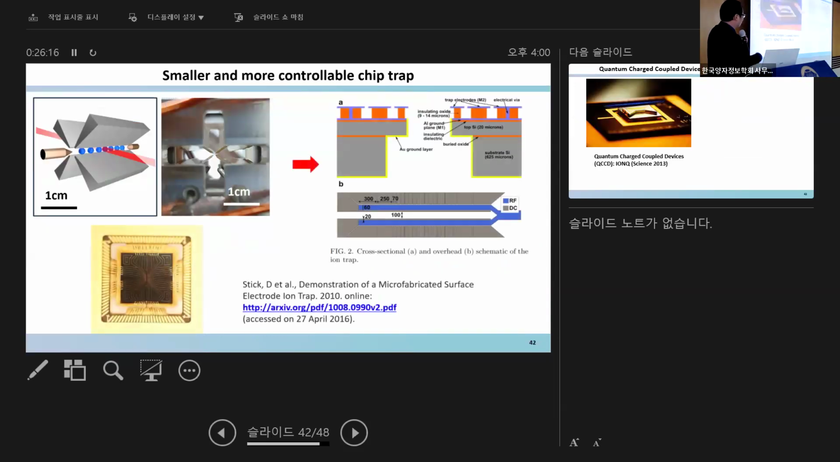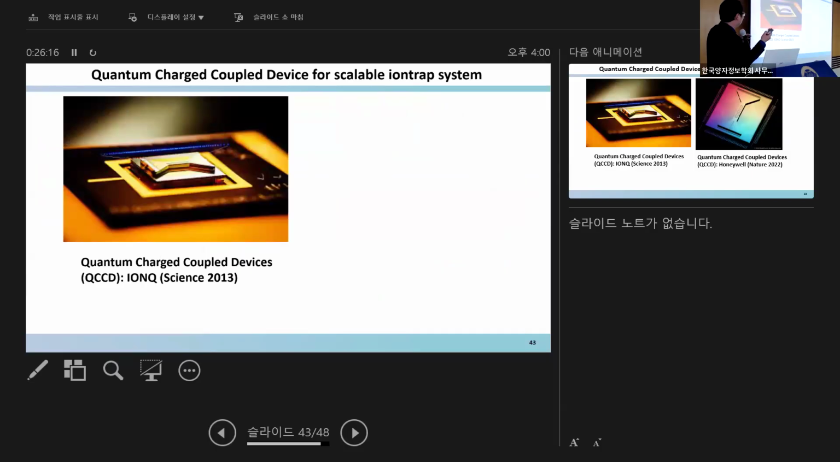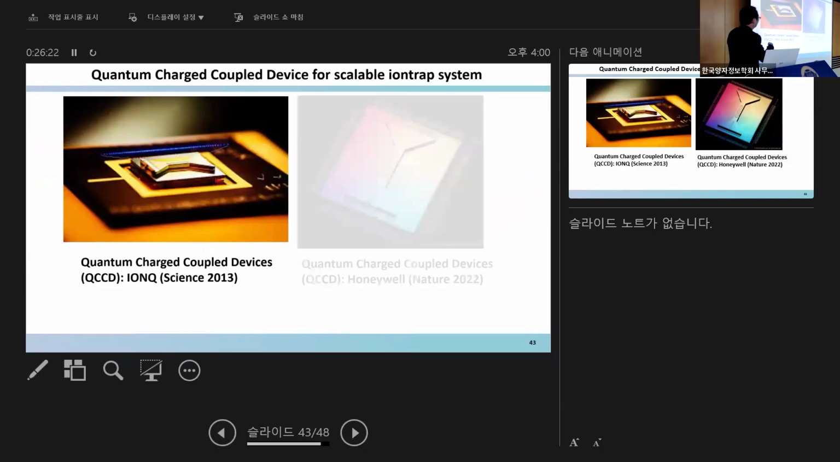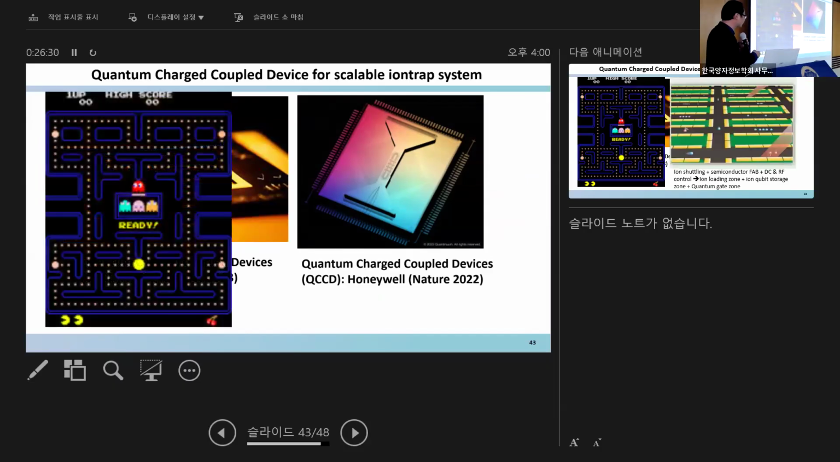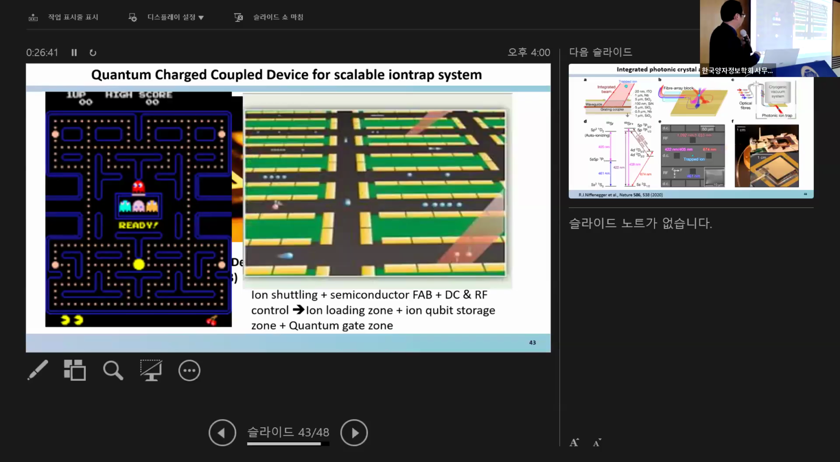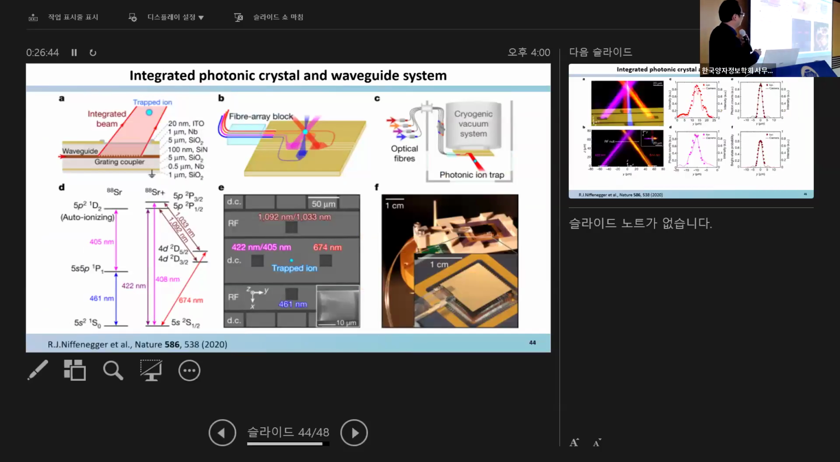So the future direction is going to be like this. While people talk about the quantum charge-coupled device, where you make a chip very precisely and reproducibly so that people can just buy and use the chip, that's what we are planning to do as well. It's like a Pac-Man game, right? You separate the zones: the ion loading zone, the quantum gate zone, or the storage zone. You separate them and shuttle ions around. That's basically the idea, the future direction.